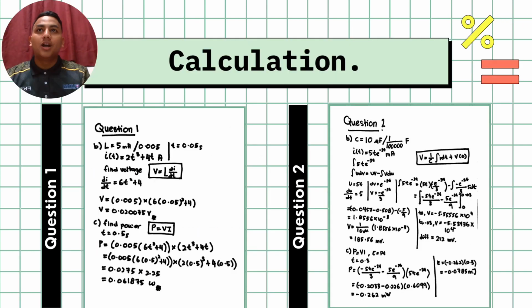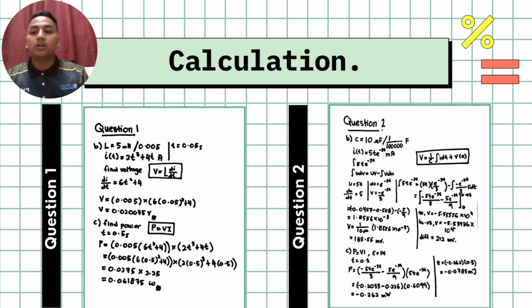Alright, for the calculation part, question 1b asks to find the voltage v equals L di over dt. So we are using that formula. We differentiate the equation first. di over dt will get 6t to the power of 2 plus 4. And we substitute into the equation and we get 0.020075 volt.